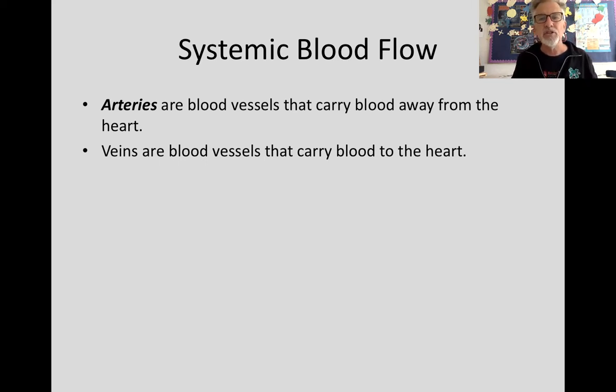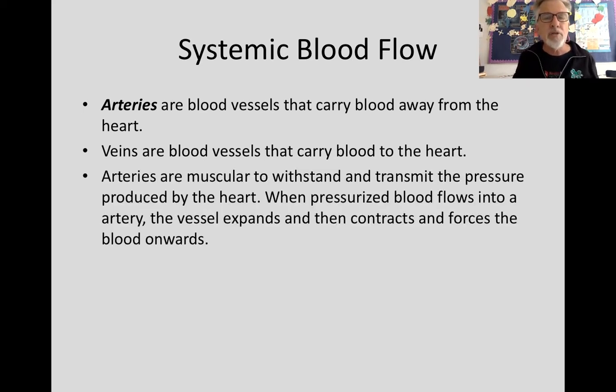Veins are blood vessels that carry blood to the heart. Generally speaking, arteries carry oxygenated blood and veins carry deoxygenated blood, but we will see that there are some exceptions. Now, arteries are muscular, and why is that? Well, they have to be able to withstand the pressure that is created by the heart and then transmit that pressure produced by the heart to cause the flow of blood throughout the entire arterial side of the circulatory system.